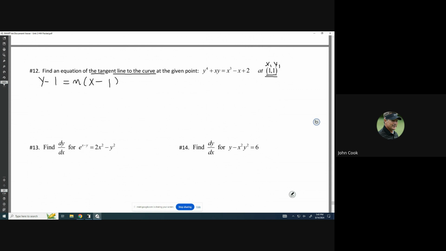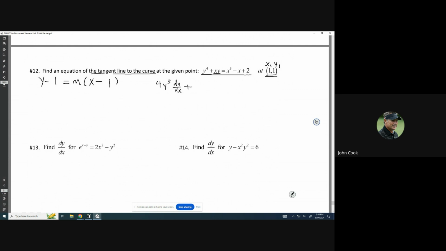And m is the derivative of this. Oh, look at that. I've got a function that has y's and x's in it. I've got to use implicit differentiation for this. So let's do that. All right. We take the derivative of y to the fourth. That gives us 4y to the third. And then whenever we take the derivative of a y, we've got to do a dy dx on it.